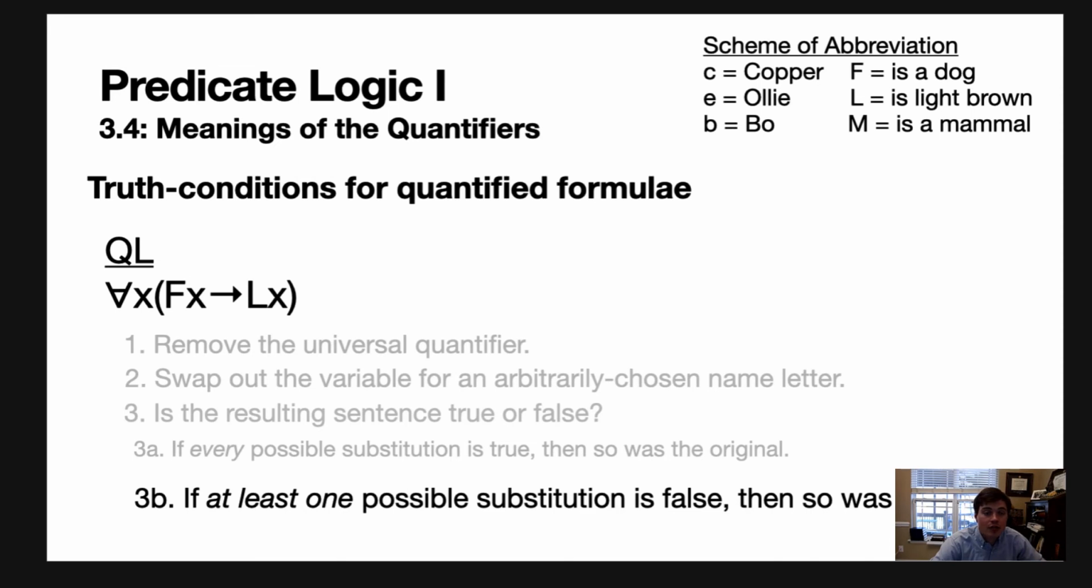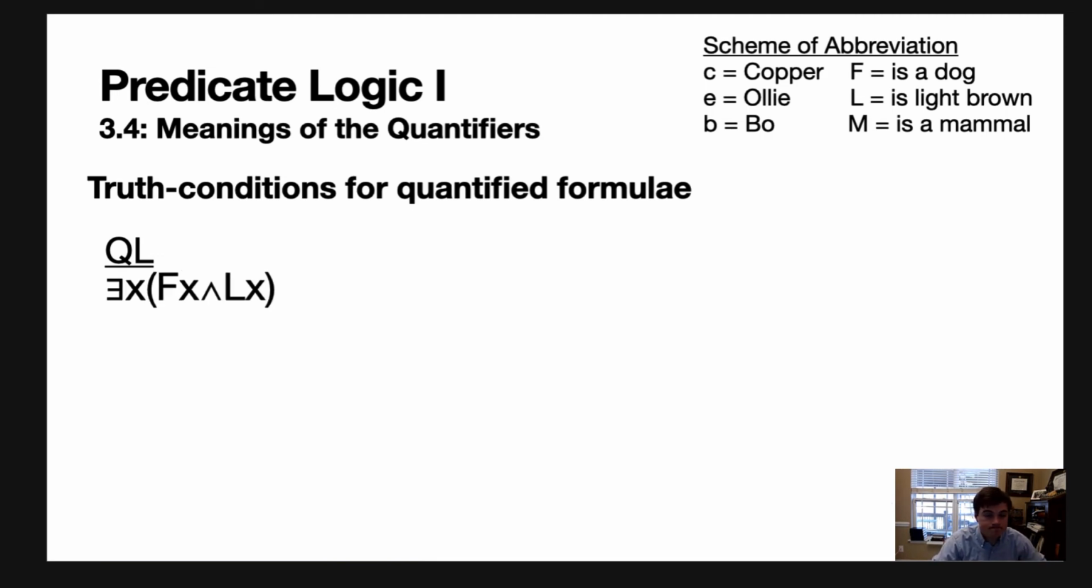So the upshot is that if you are trying to test for the truth value of a universally quantified formula, only one possible substitution instance that is false renders the whole universally quantified formula false. And this makes sense because the universally quantified formula is making a broad general claim about everything. You only need one example that doesn't meet the criteria to show that that broad general claim is false.